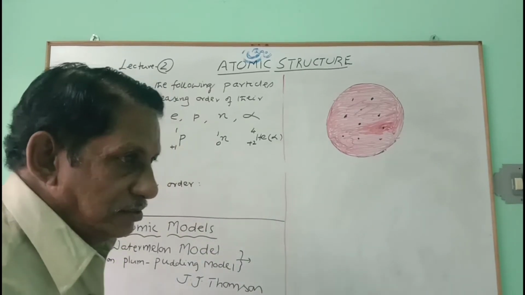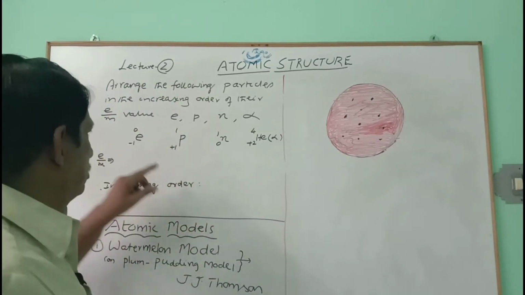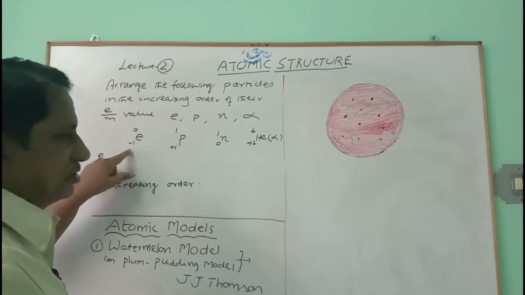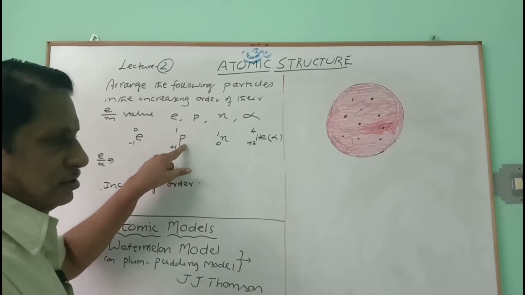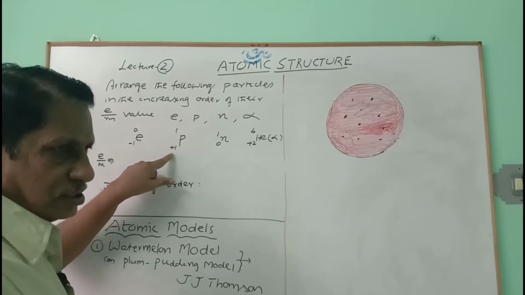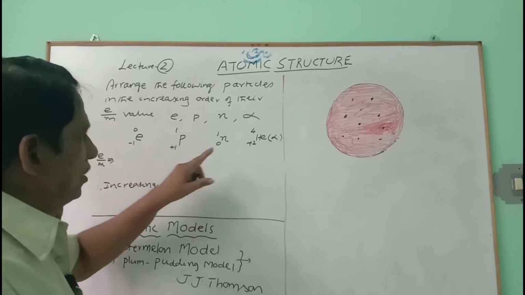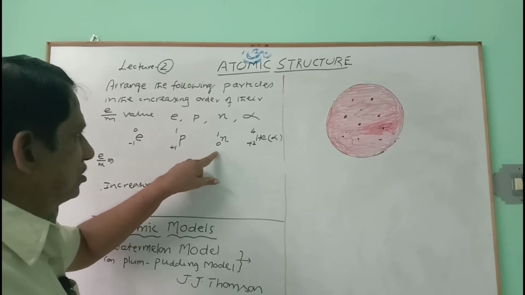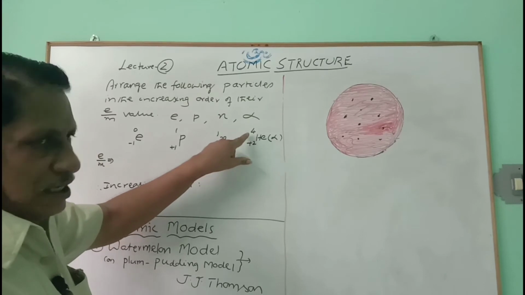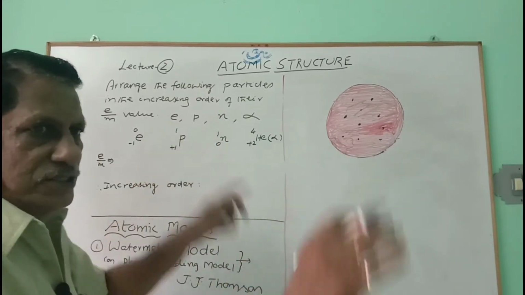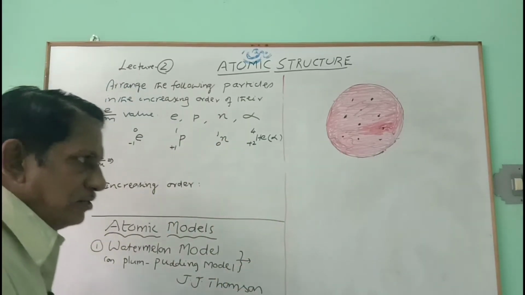In the case of electron, what is the relative charge and relative mass? Symbolically, this can be represented as e, minus 1, 0. Minus 1 is the charge, 0 is the almost zero mass. Proton has plus 1 charge and almost 1 amu. Neutron has 0 charge and 1 amu. Helium has positive charge as well as 4 amu. This is the representation of these particles. Now you can get the e/m value easily.